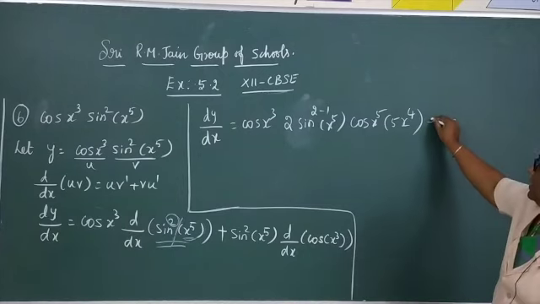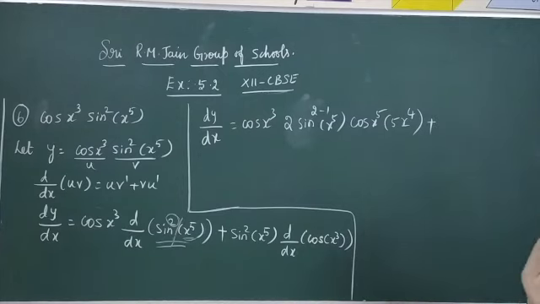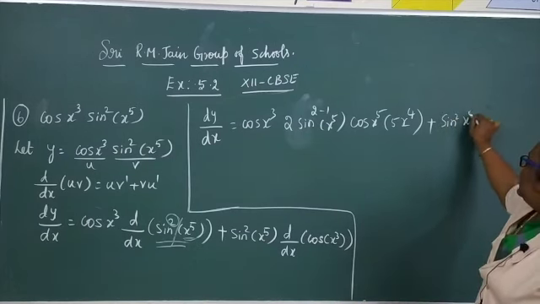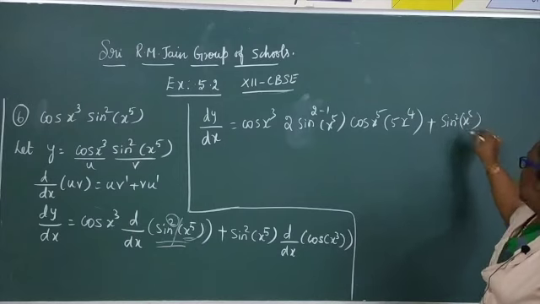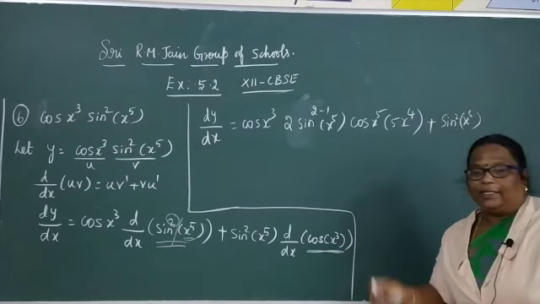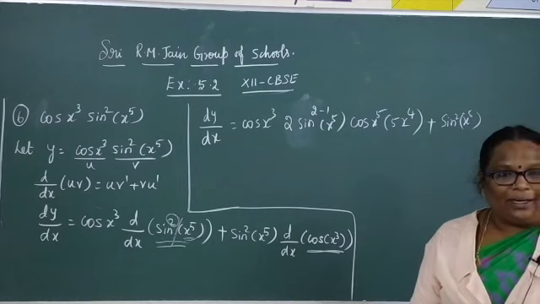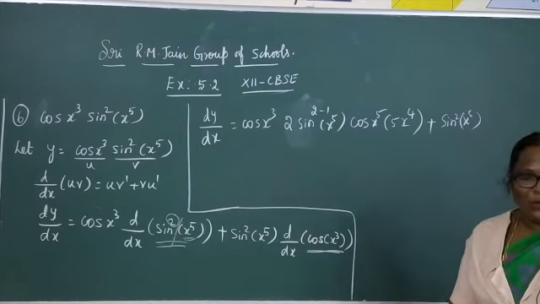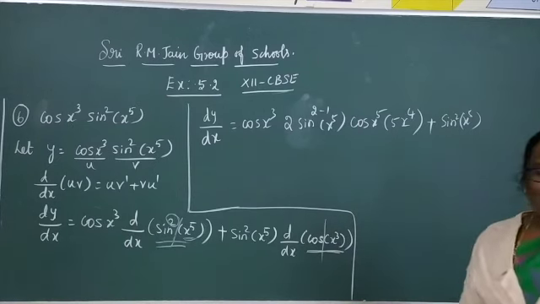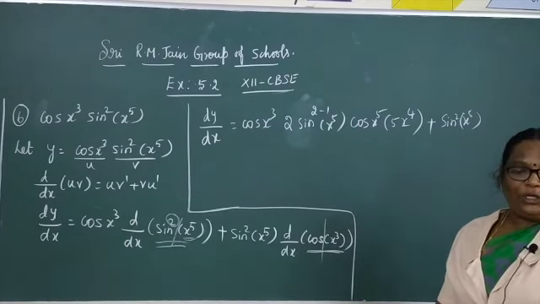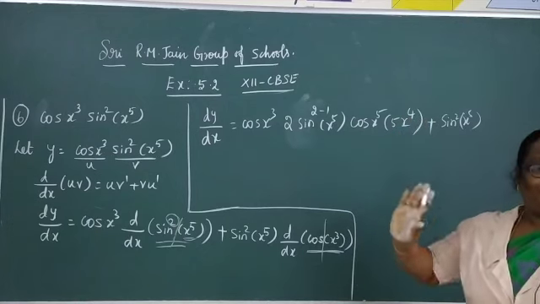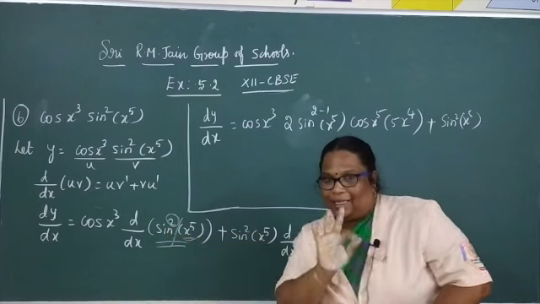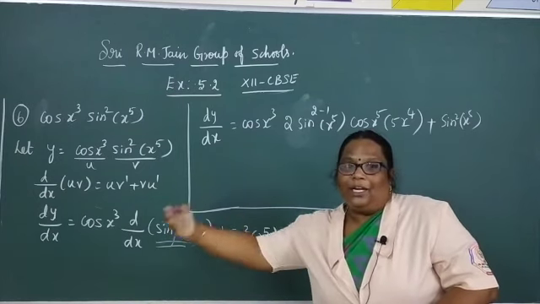Plus sine square x power 5. See, differentiation of cos x cube. How many terms are there? 2. There is no power, only 2 terms: cos of x cube and x cube. That's all. Cos of x and x cube. If it is in a power, that is 3 terms, and you have to do 3 differentiations.